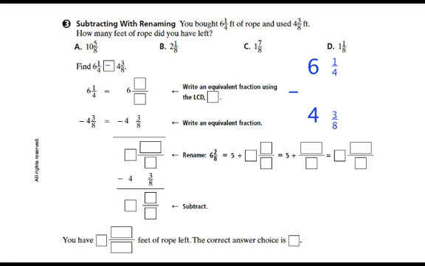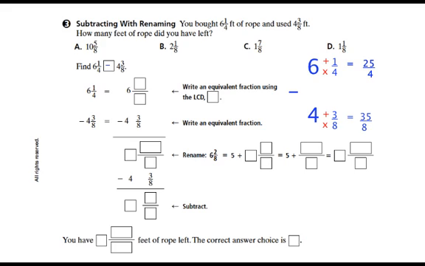The first thing you need to do is to write both your mixed numbers as improper fractions. For the top fraction, we're going to take 4 times 6 plus 1. That would give us 25/4. For the bottom fraction, we're going to take 8 times 4 plus 3, which would give us 35/8.